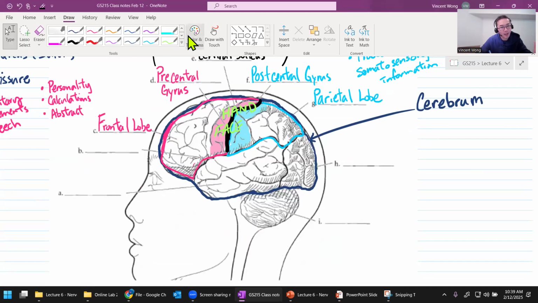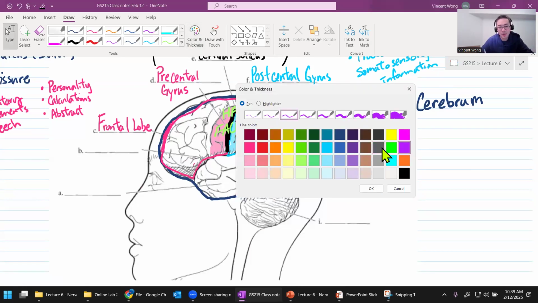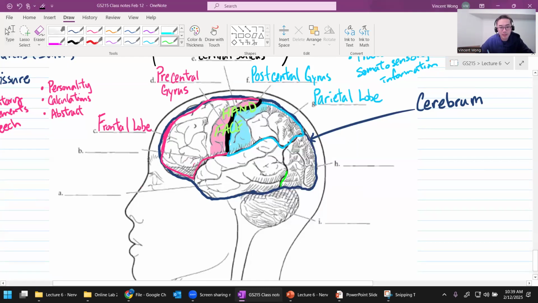Okay, that's all the hard stuff, guys. We're almost there. Let's go through the easier stuff and call it a day. At the back right here, we have another lobe. That is the occipital lobe. Occipital lobe is for vision. Okay, things that you see with the eyeballs is going to go to the occipital lobe.